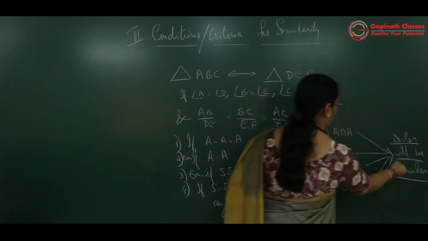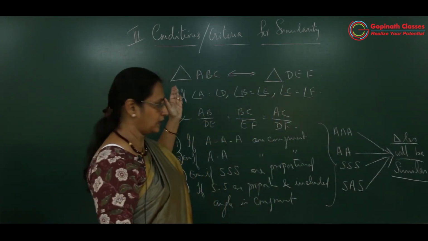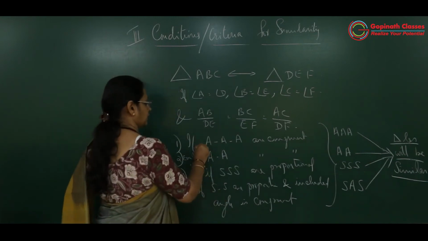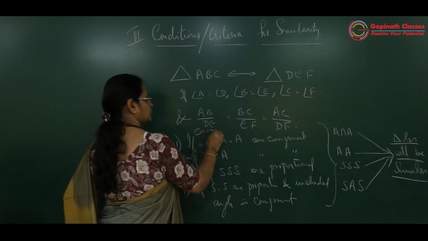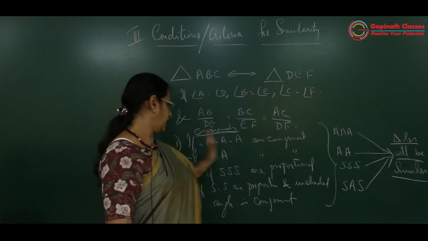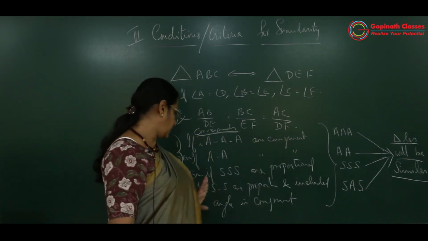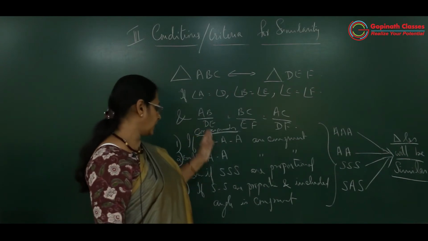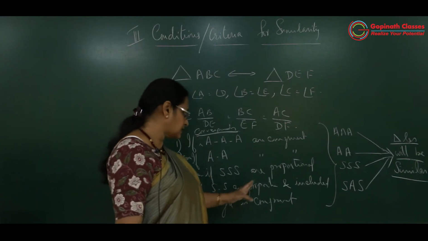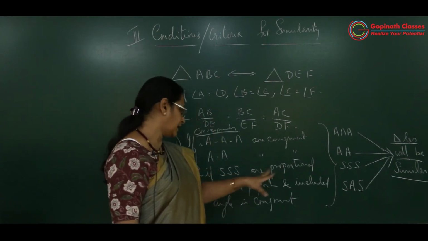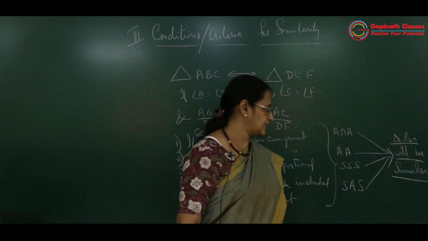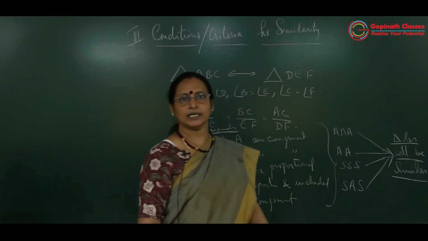So no need for all the 6 conditions to be satisfied. We can shorten it. If 3 corresponding angles, very important, this is corresponding. This word has to be used in everything. Corresponding angles are congruent. Even if 2 corresponding angles are equal, I mean congruent. Or 3 corresponding sides are proportional. If 2 sides are proportional, corresponding sides are proportional and included angle are congruent. That means AAA, AA, SSS and SAS. In all such cases, triangles will be similar.